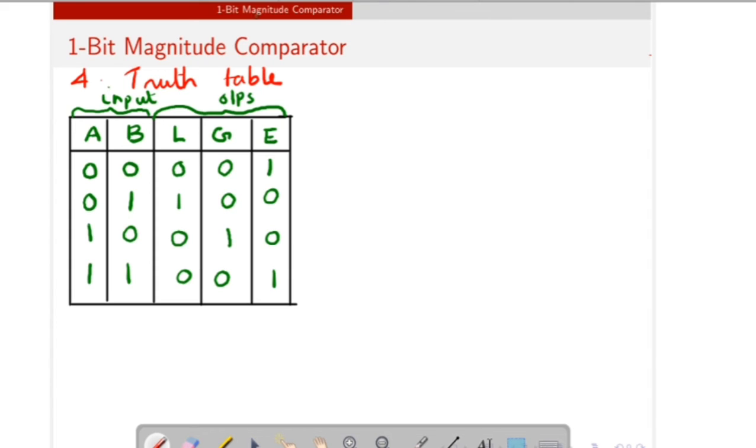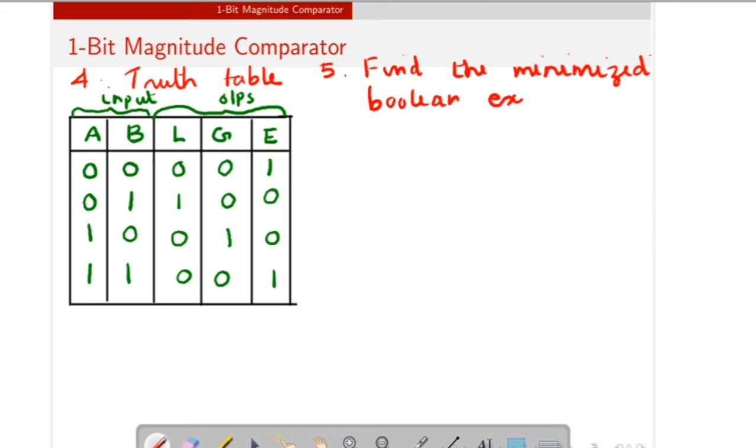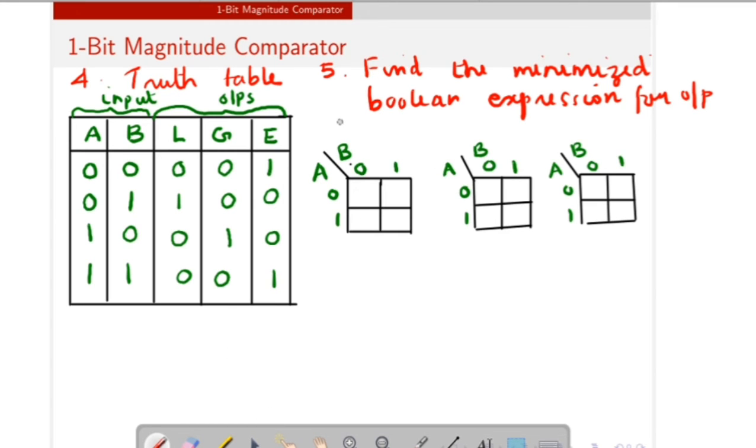Then the fifth step is to find the minimized Boolean expression for the outputs. To find the minimized Boolean expression we have to draw the K-map. Here there are two inputs, so we have to draw a 2-variable K-map for the 3 outputs. These are the K-maps for L, G and E.